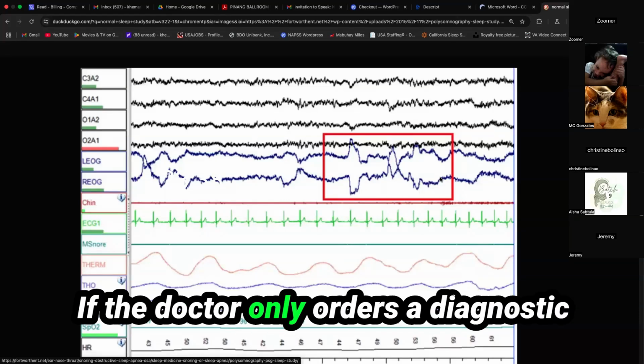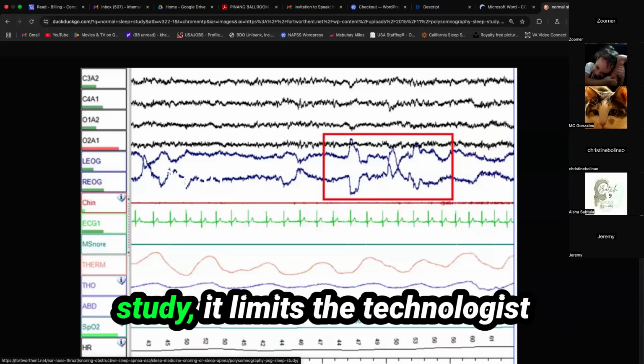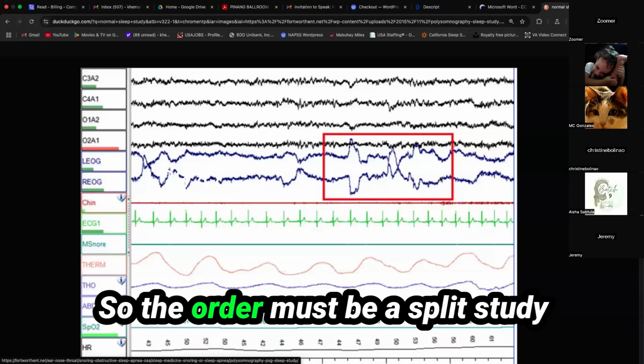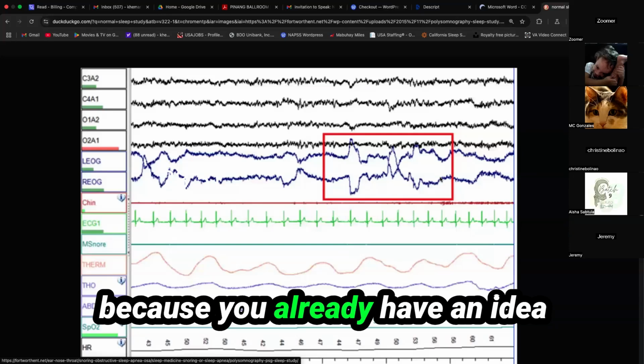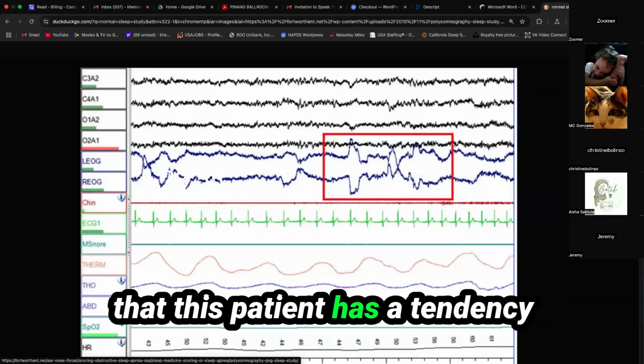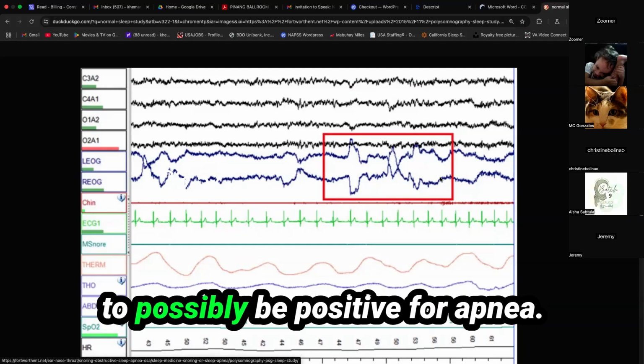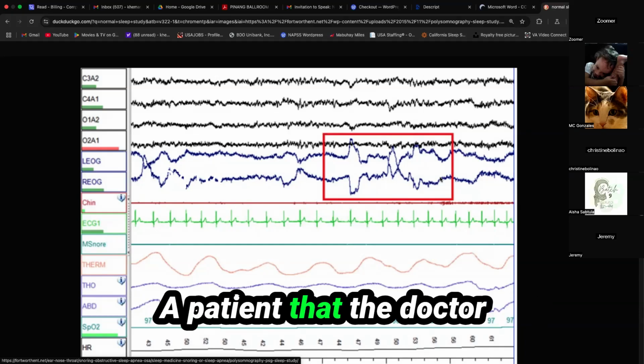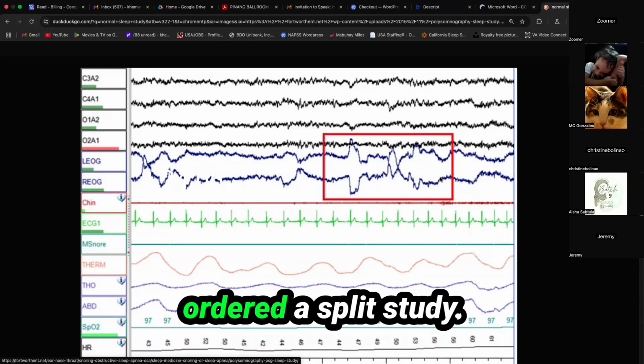If the doctor only orders a diagnostic study, it limits the technologist from performing a titration. So the order must be a split study because you already have an idea that this patient has a tendency to possibly be positive for apnea. Let me give you a better example. A patient that the doctor ordered a split study.